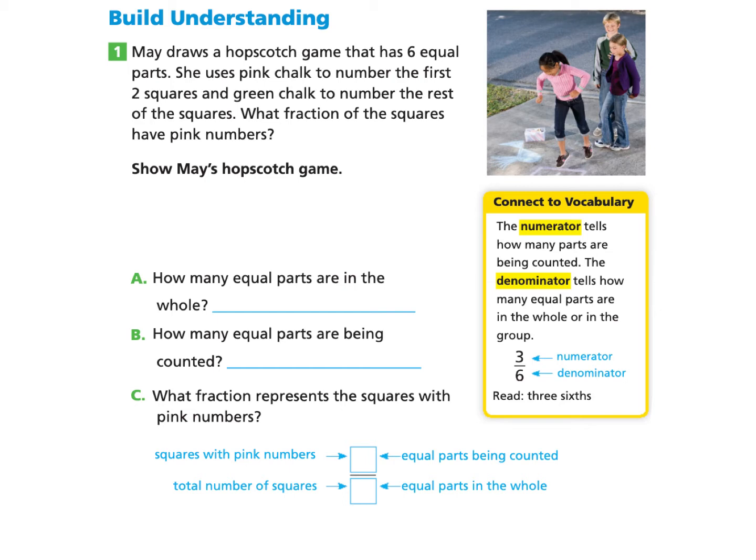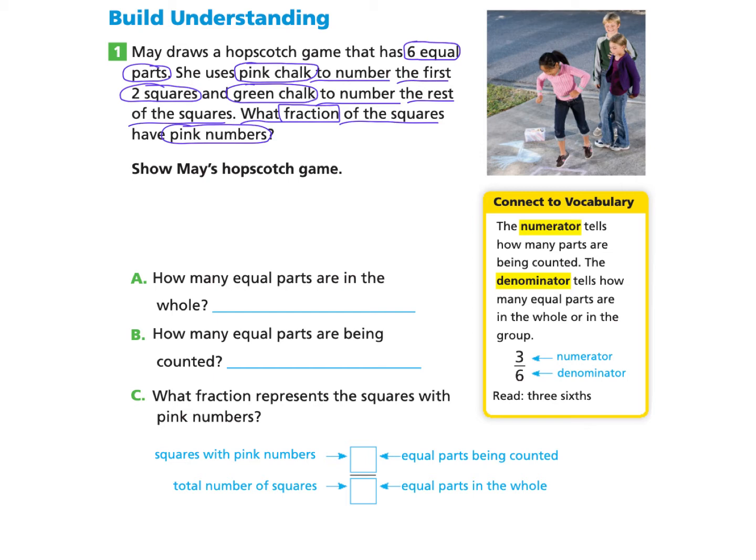May draws a hopscotch game that has 6 equal parts. She uses pink chalk to number the first 2 squares and green chalk to number the rest of the squares. What fraction of the squares have pink numbers? Show May's hopscotch game. If you would like to pause and try this part on your own, you may do so and come back, or feel free to follow along with me.